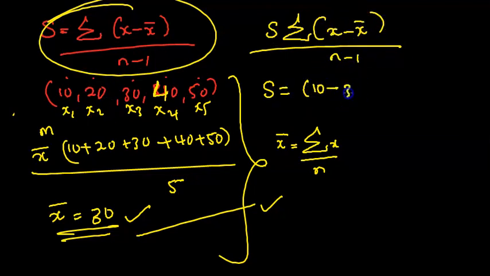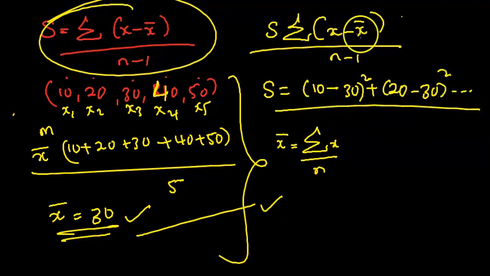In this case, our mean is simply going to be 30, to the power of 2. We're going to add that to the next one, which is 20 minus that same 30 to the power of 2, up to the last one, which is 50, and divide by n minus 1, which is 5 minus 1, which is simply going to be 4. If you do that correctly, feel free to punch it on your calculator. Your final answer is simply going to be 100.